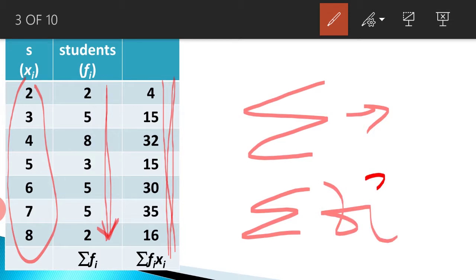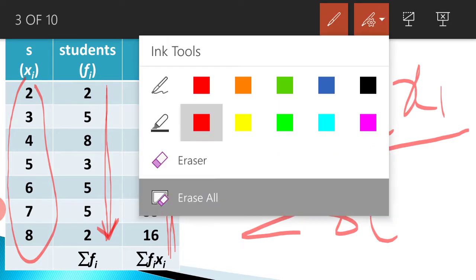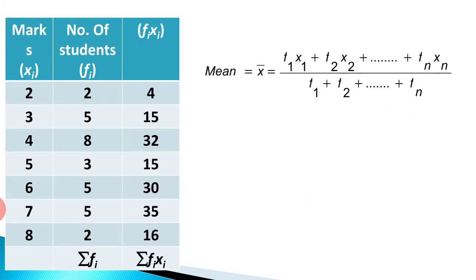Is it okay? And here summation fixi. So if we divide by summation fi, then we will obtain the mean. And this we have learnt in the previous standard, and that is for large data which is ungrouped. So how do we write the formula? Regularly we write mean as x bar. We always indicate mean with x bar, and it is equal to f1 x1 plus f2 x2 plus up to fn xn.